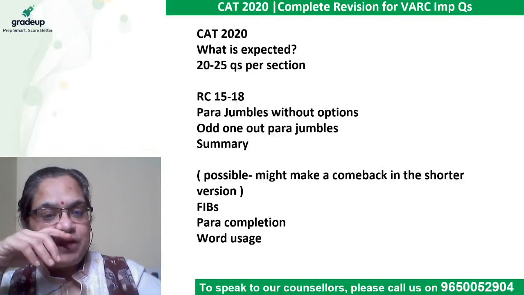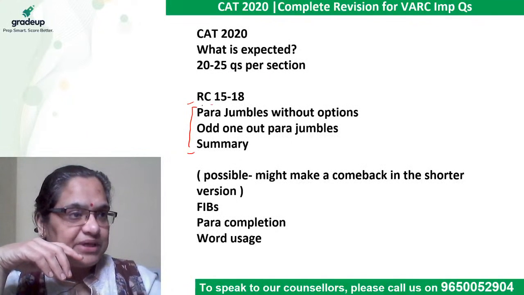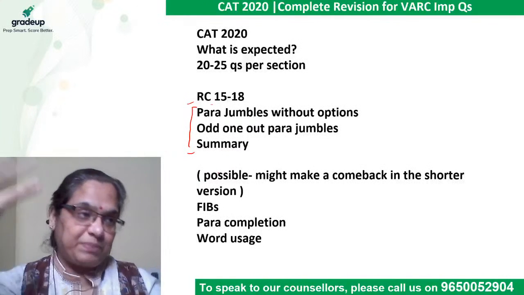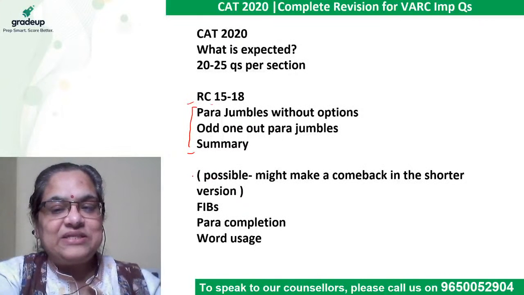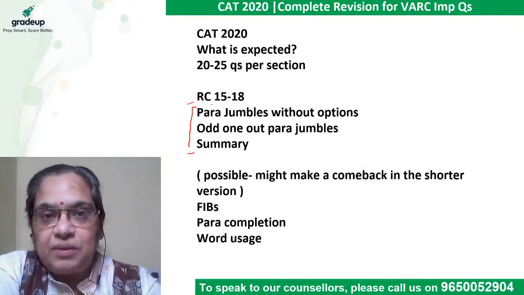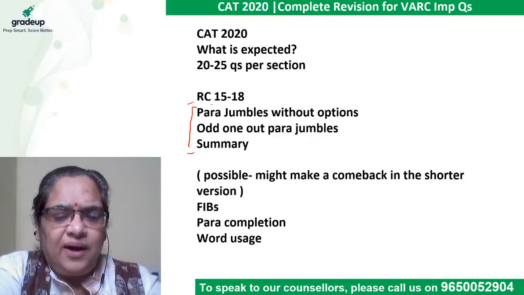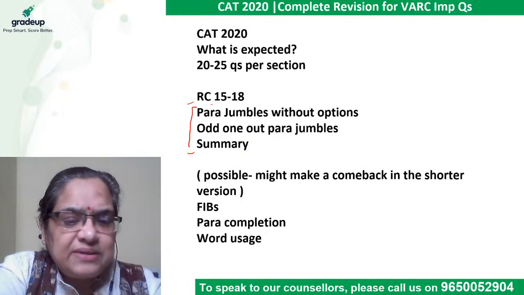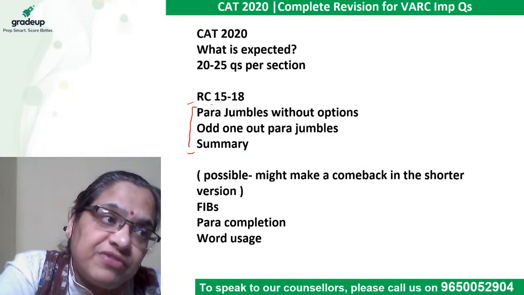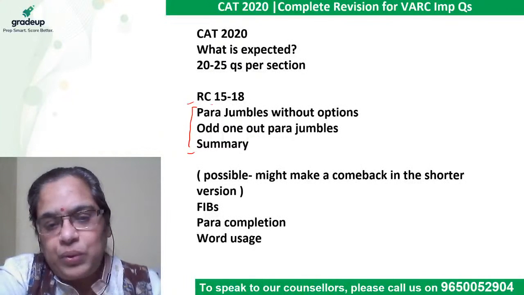Apart from that, we expect the usual para-jumbles without option, odd one out para-jumbles and summaries. Now, some of my colleagues, especially those working in other places, are saying that because it's a shorter version, they can play around with the pattern. Well, if they do, then they would probably bring in fill in the blanks, para completion, and word usage. We have revised all this in the earlier classes, so you don't have to worry about any of these.